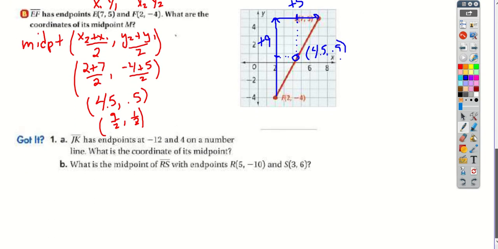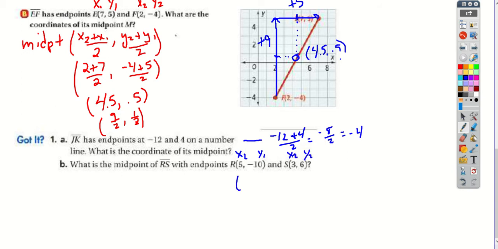That's it. So take a look at the Got It question. For the endpoints on the number line, we're just going to do -12 plus 4 over 2, which is -8 over 2. So that's -4. And for segment RS, we're going to stick with the formula. I think it's just easier to use the formula for this. So go ahead and label.